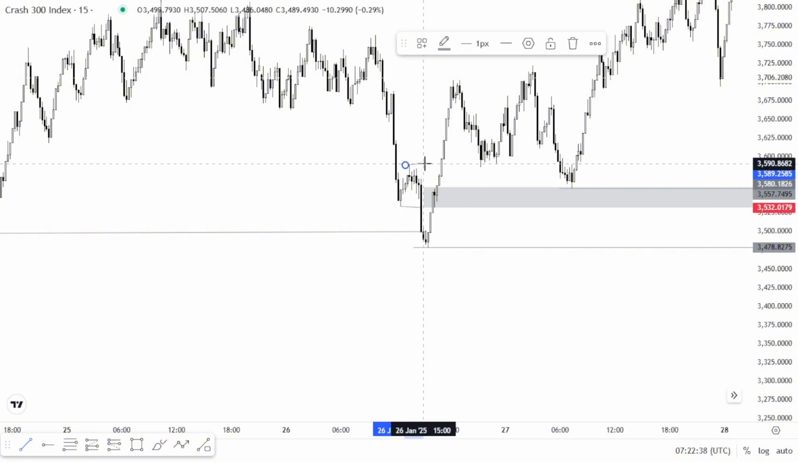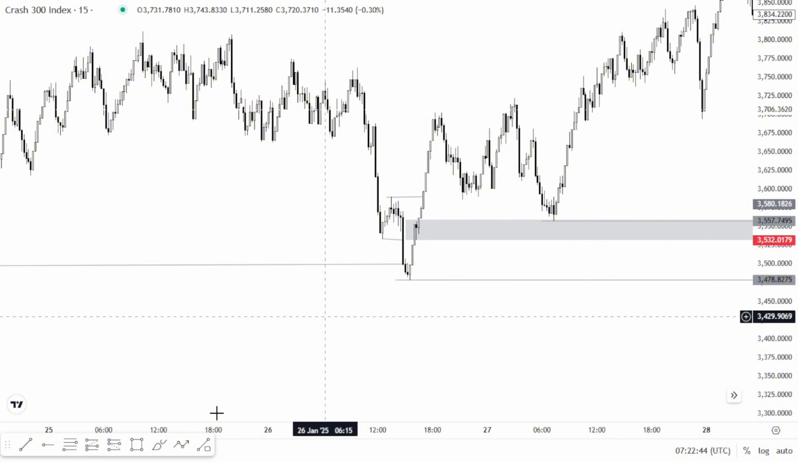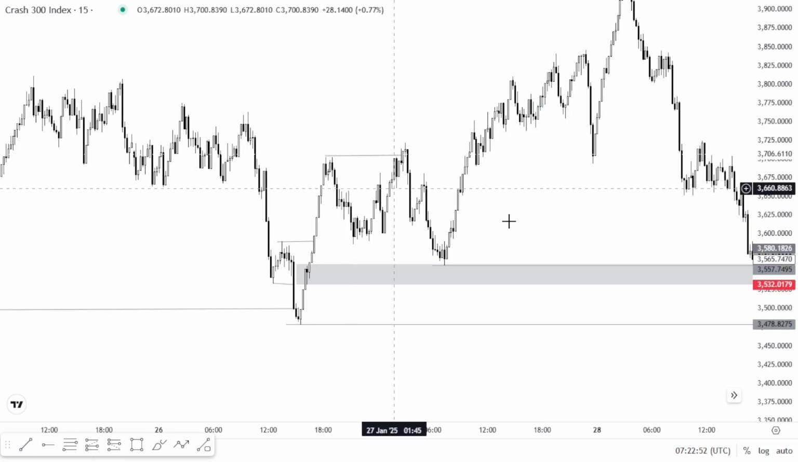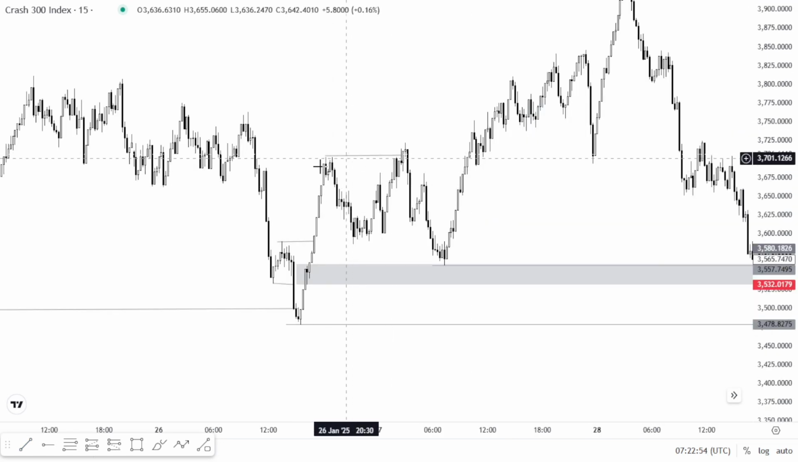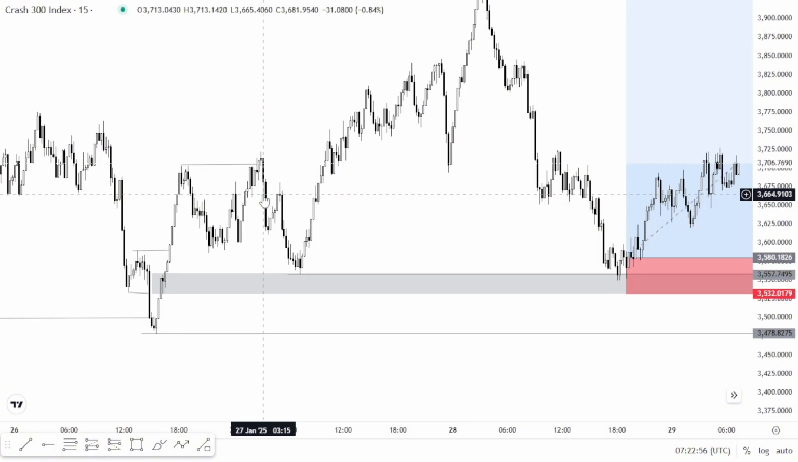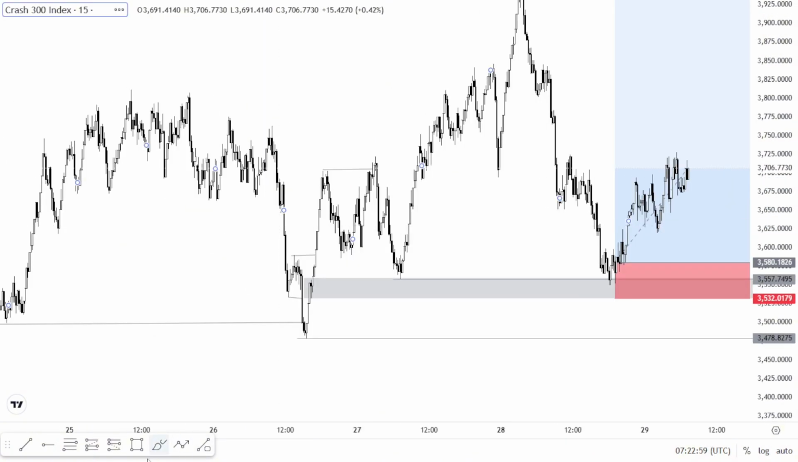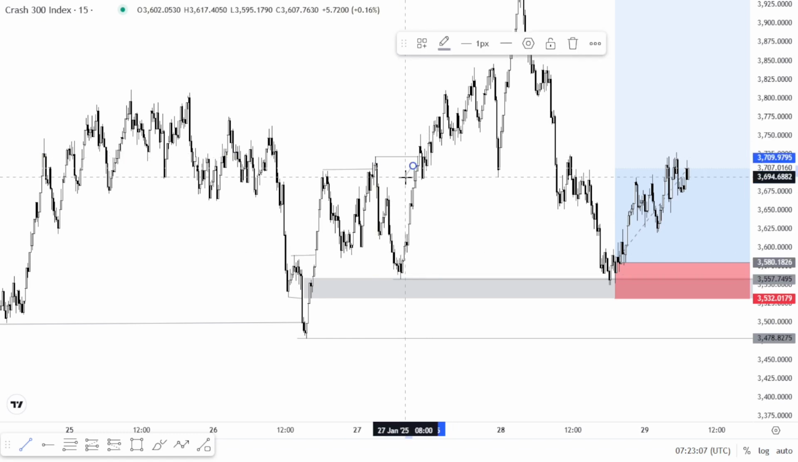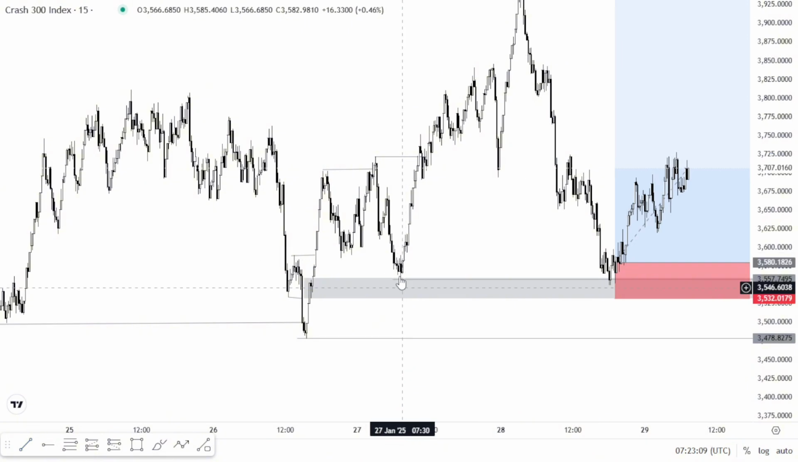What do we have here? We have a market structure shift, and we have a break of structure. For me, I will take this to be a break of structure first, and then I have the original pullback, and then I have my second break of structure right there. So this is my liquidity right there.